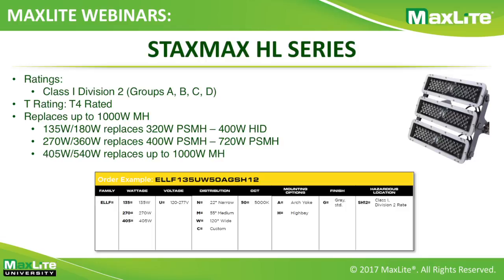So currently we sell the 135, the 270, and the 405 watt modules, where each module is 135 watts, and the product can be specified in 1, 2, and 3 headed modules. And these come in a standard 120 to 277 volts operating voltage, along with custom narrow, medium, and wide distributions. They also come with high bay and arc yoke configurations if needed. We also offer the 180 watt, the 360 watt, and the 540 watt solutions in high voltage, 347 to 480 volt operation. And again, with similar lumen packages ranging up to 1,000 watt metal halide equivalency.